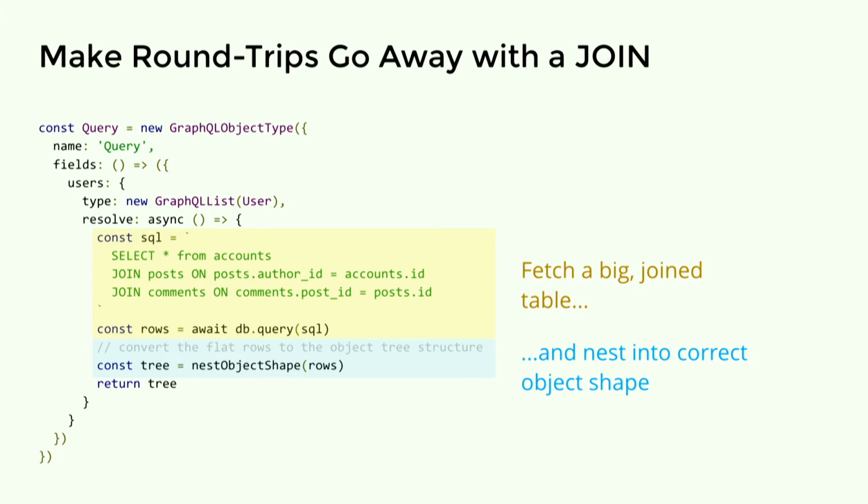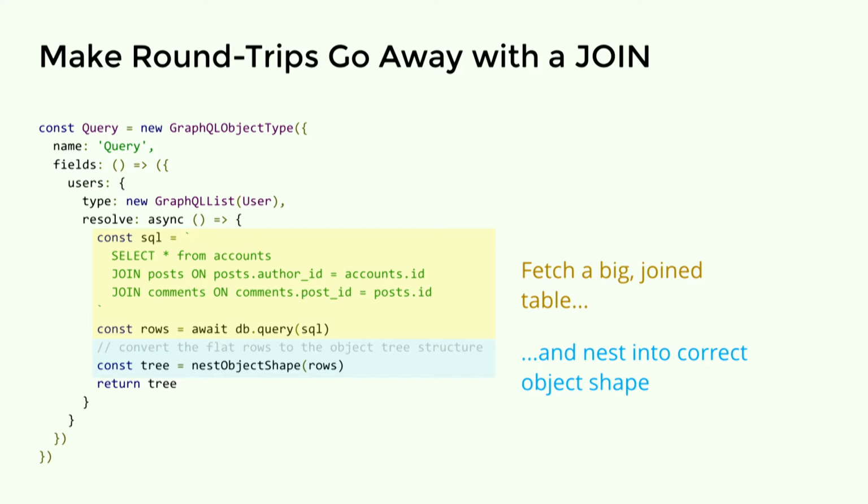So let's try a different approach. Let's try to do this all in one query. So how do we typically get data from multiple tables in SQL? Well, typically with a join. So let's go up here to the users resolver. And when we get the users, let's join on the posts and on the comments. So we send this query off to our database.